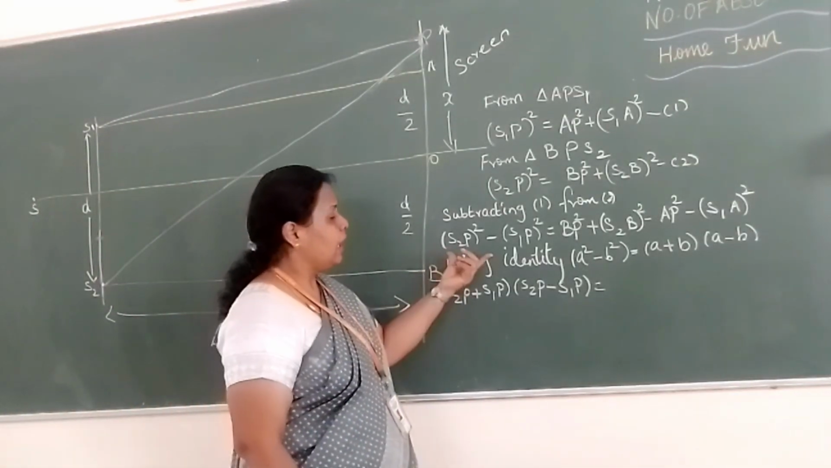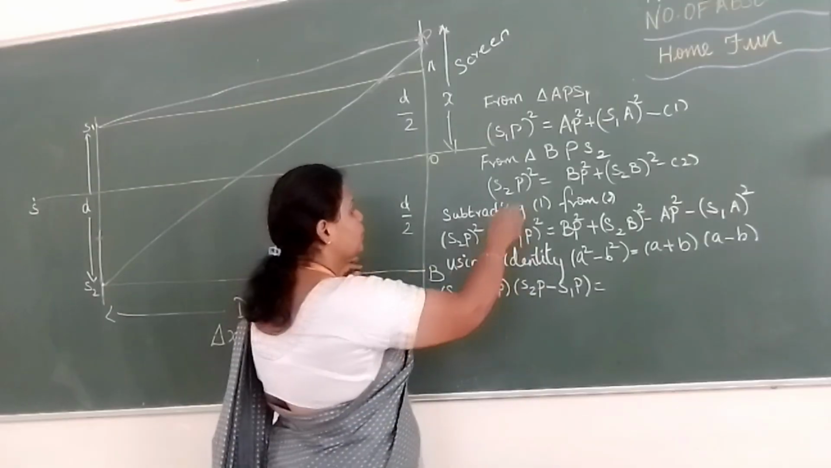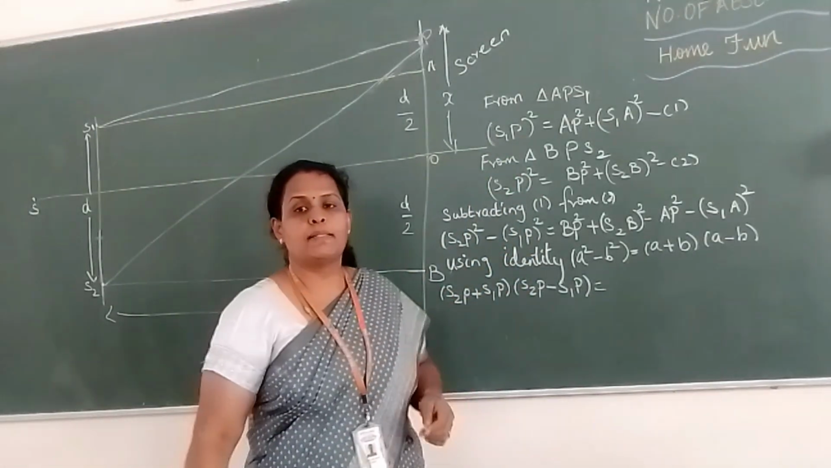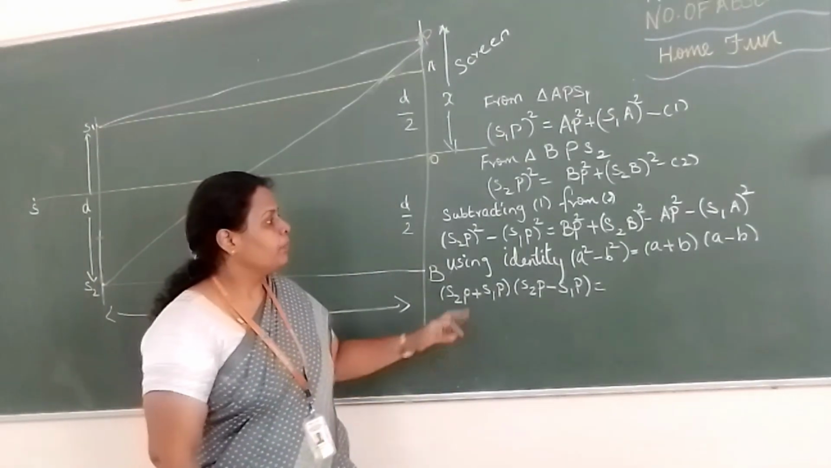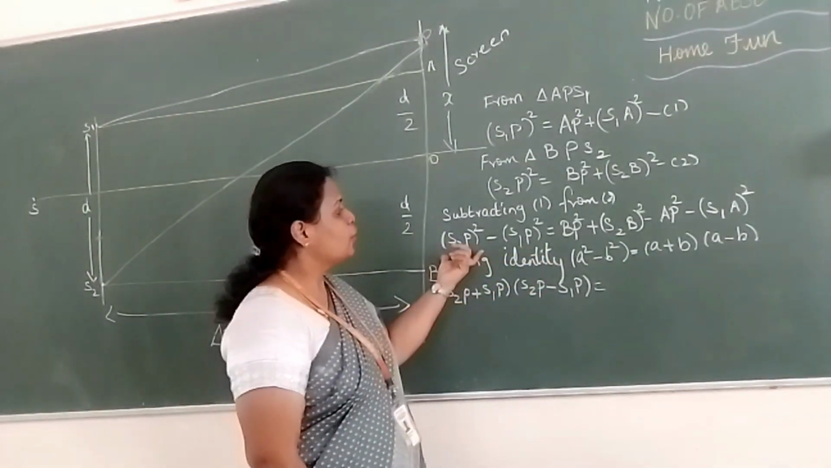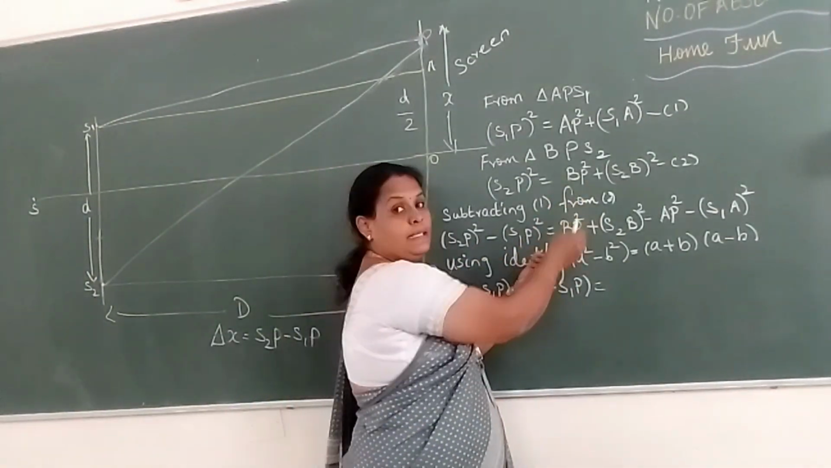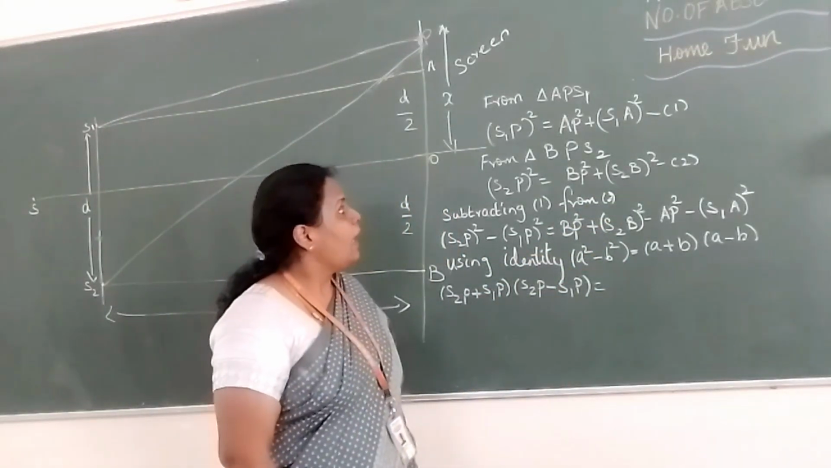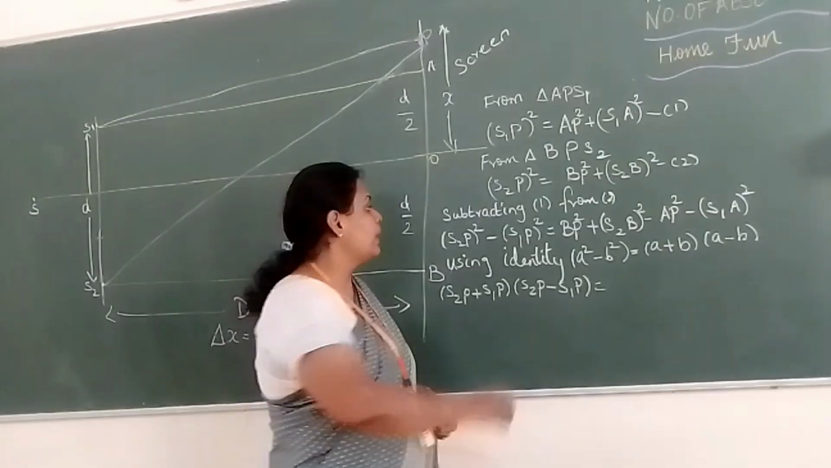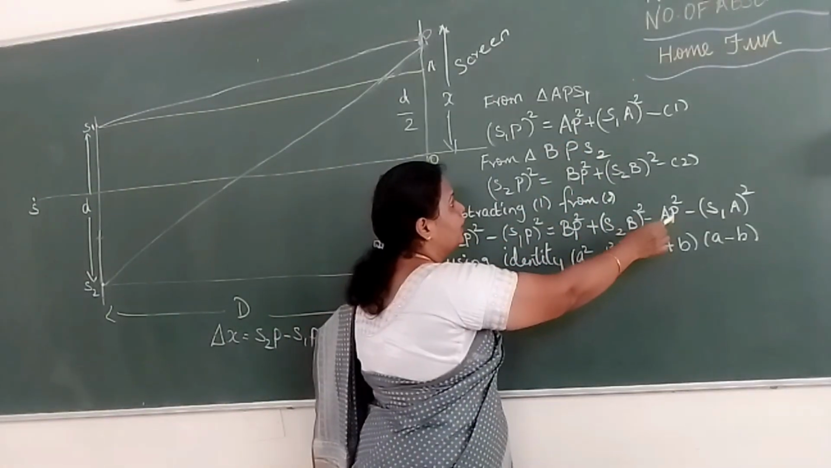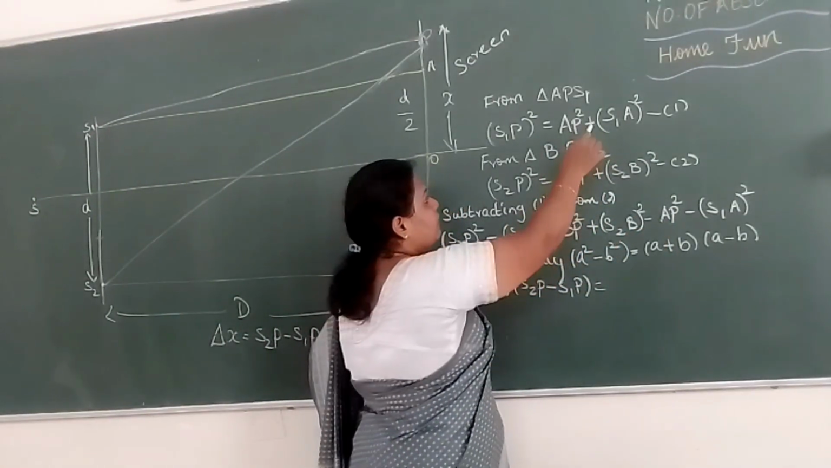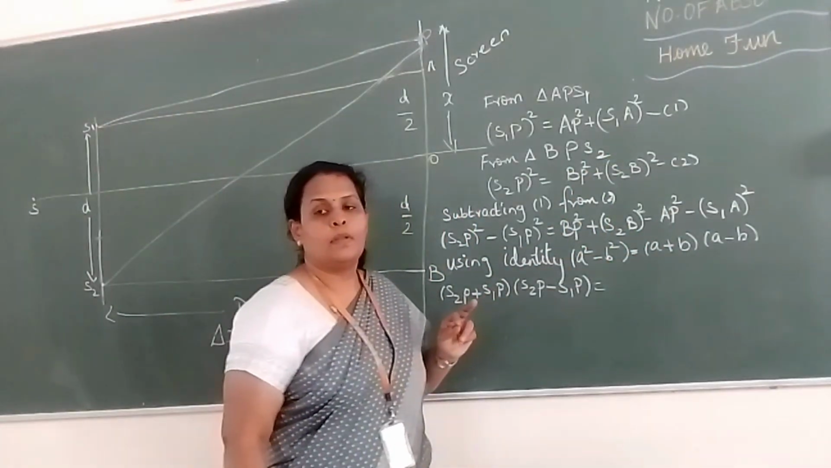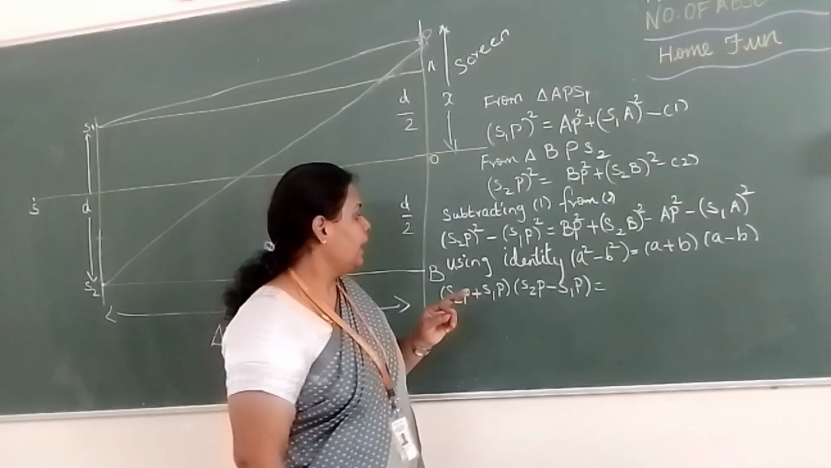So, see how I am writing here. S2P the whole square minus S1P the whole square, where I have subtracted 1 from 2. That is equal to my S2P square, which is BP square plus S2B the whole square. Okay, and my S1P the whole square is AP square, and minus, plus into minus will become minus, so S1A the whole square. I have written this. Okay.